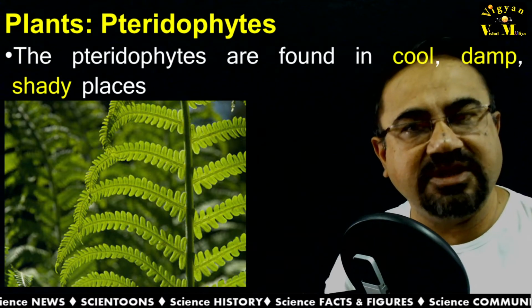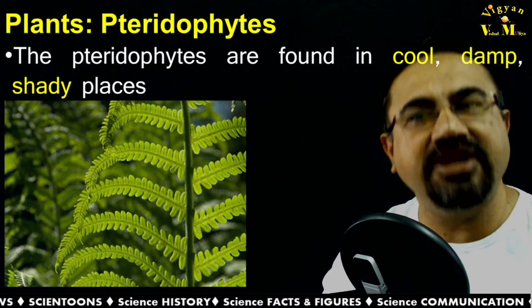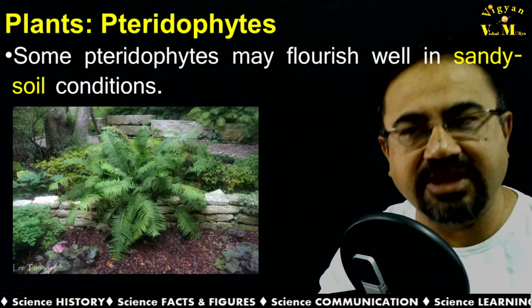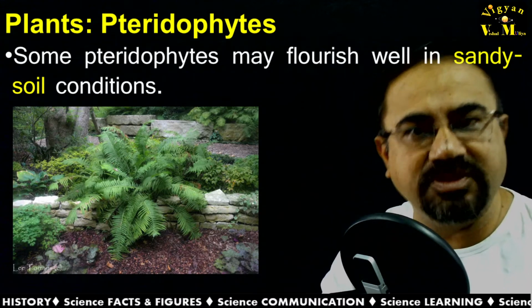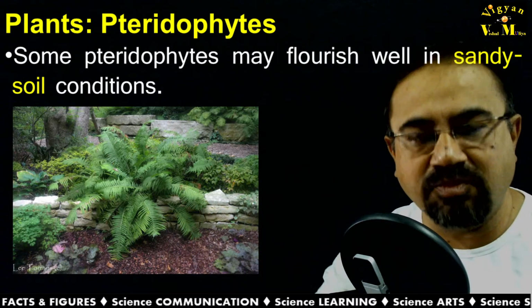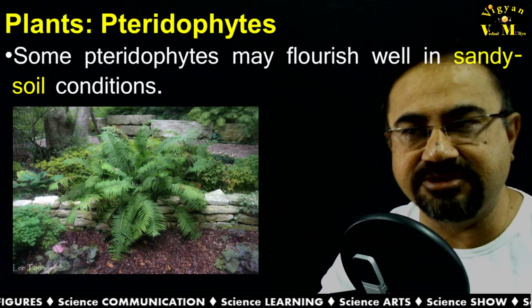These pteridophytes are found in cool, damp and shady places. Some pteridophytes can flourish well in sandy soil also, but generally they are found in the previous condition, that is moist and shady conditions.